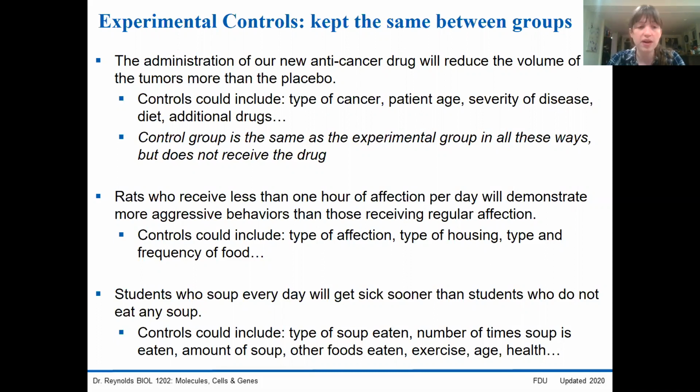One other one that you might think about, students who eat soup every day will get sick sooner than students who do not eat soup. So controls could include the type of soup, the number of times soup is eaten, the amount of soup, other foods eaten, exercise, age, health. There are an unlimited number of potential variables. But the experimental controls are about identifying the most important of those and keeping them controlled so that they don't influence the outcome. They don't influence what we measure with our dependent variable.